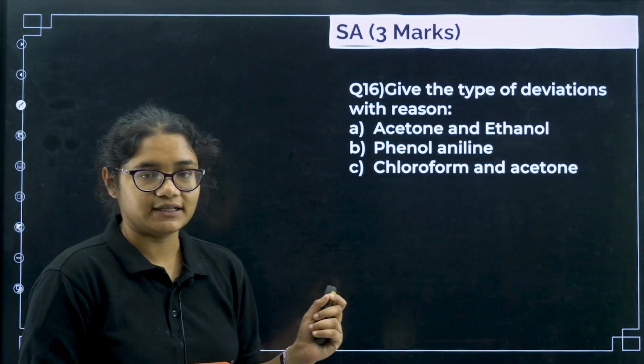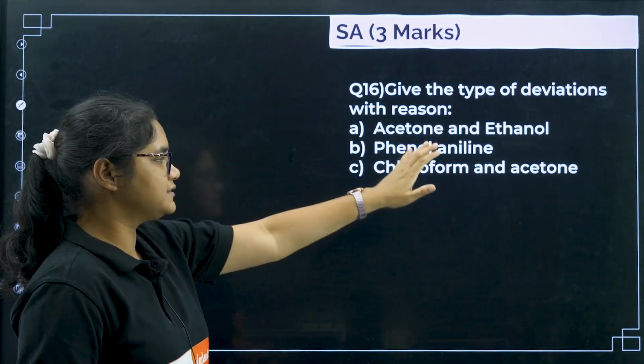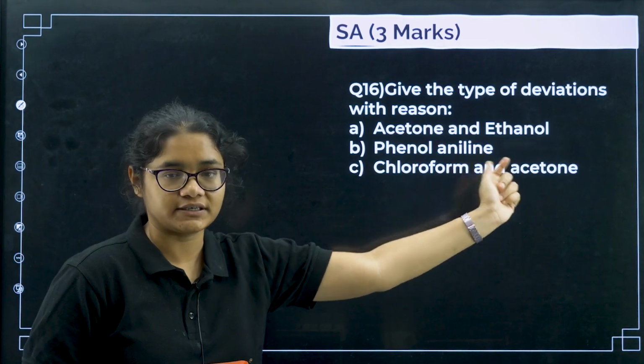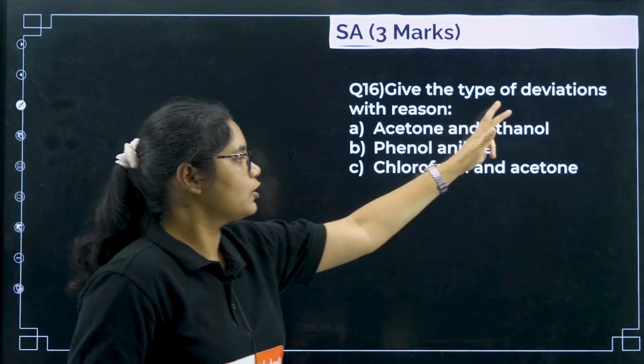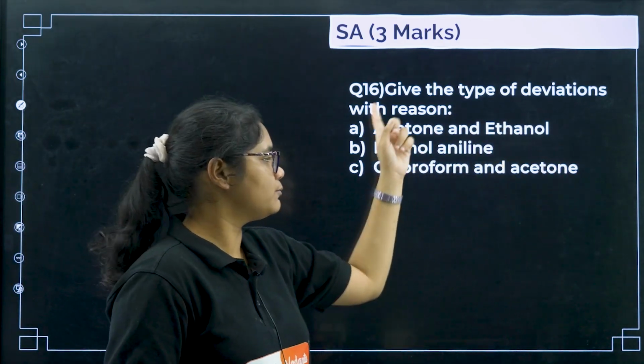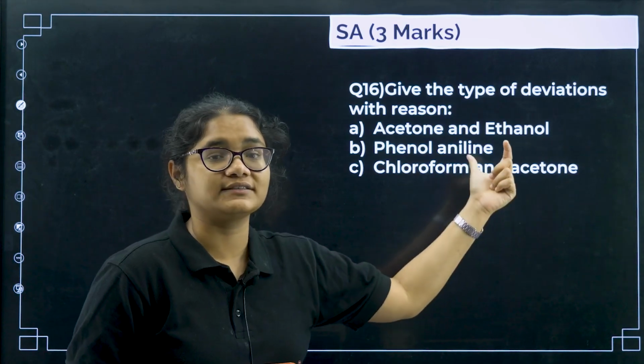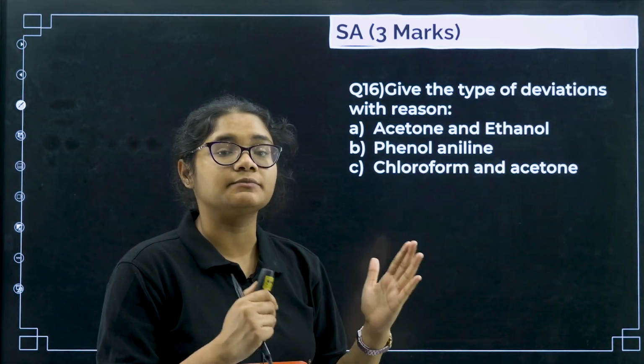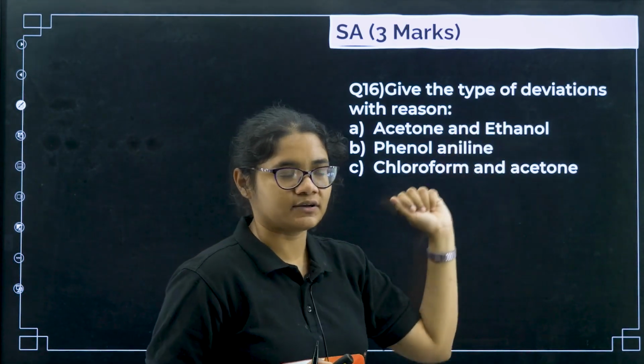So just now we have learned the example, so we can answer this question. Acetone and ethanol, this is your positive deviation. Why? Because in ethanol there is strong hydrogen bonding, but when you put acetone in that, the hydrogen bonding is disrupted. Okay, the interactions become weaker. That is why it is a positive deviation.